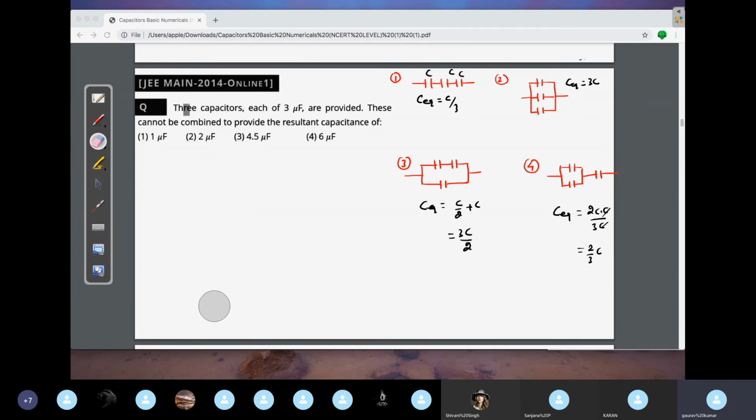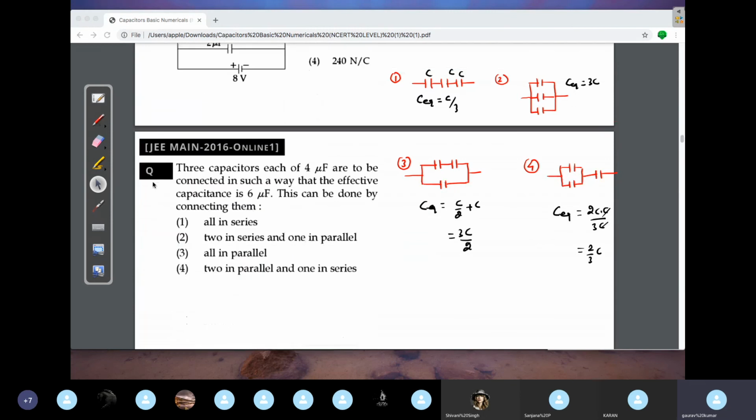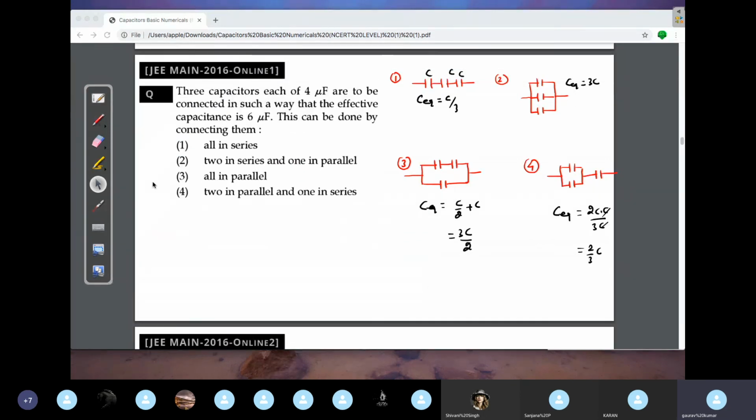Okay, let's solve the next question. Solve this now, fast. Solve it quickly. Each one of you can give the answer for this question. You can solve on your own and you give the answer.